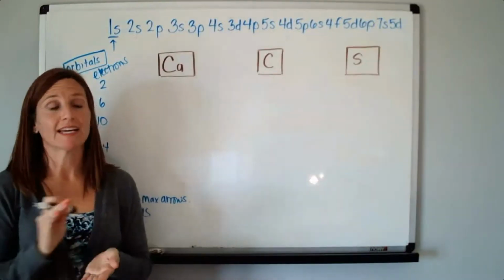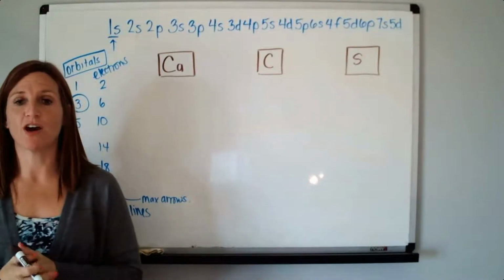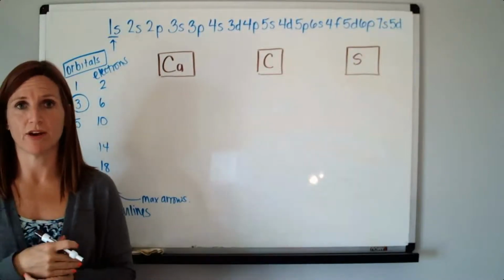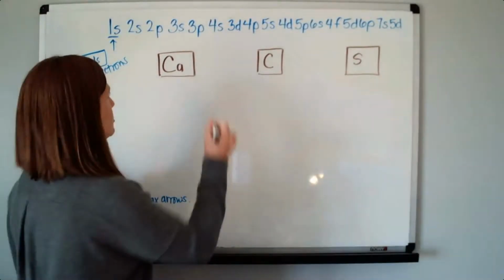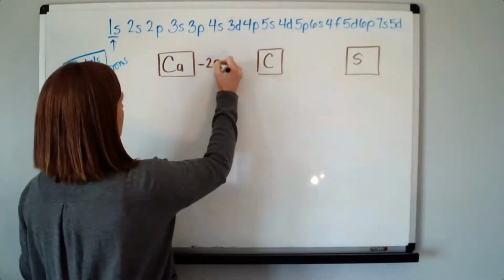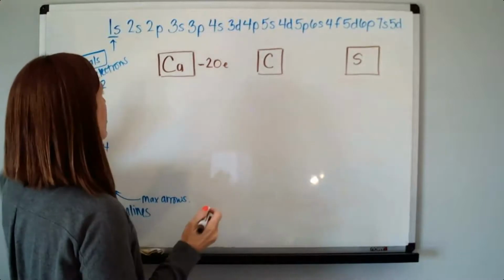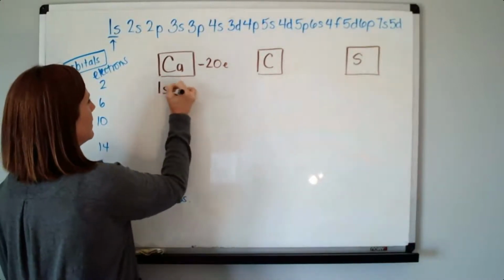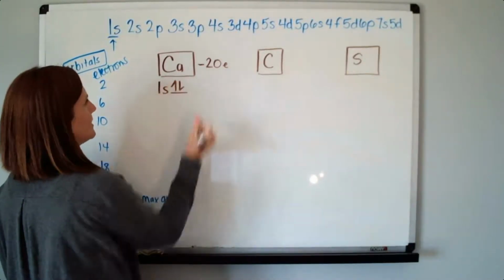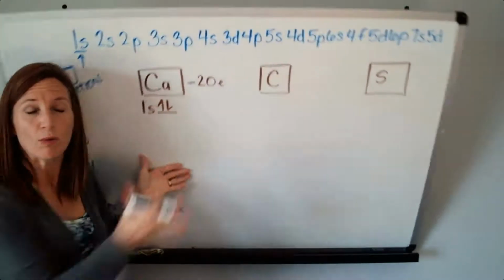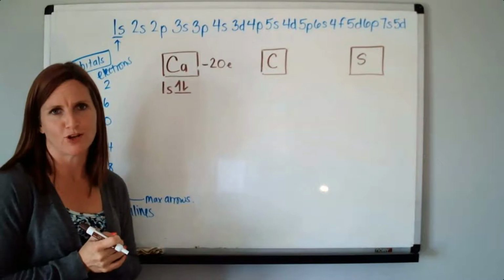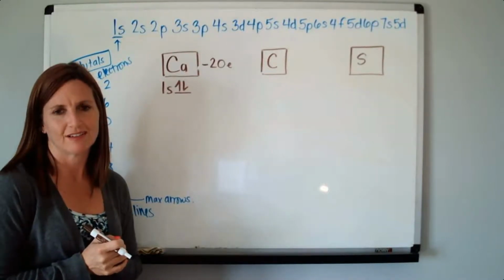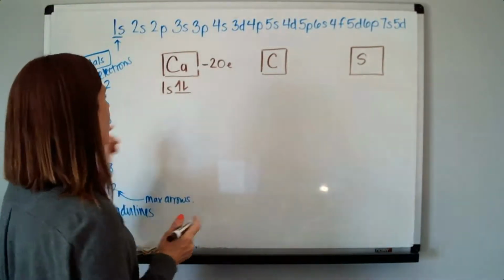Okay, so now we're going to look at calcium, carbon, and sulfur, and we're going to do each of their orbital diagrams and electron configurations. Calcium's atomic number is 20. So we're going to start with 1s, and we're going to do 2 electrons in it. Remember, what am I drawing here? Is this the orbital diagram or electron configuration? Good, it's the orbital diagram.